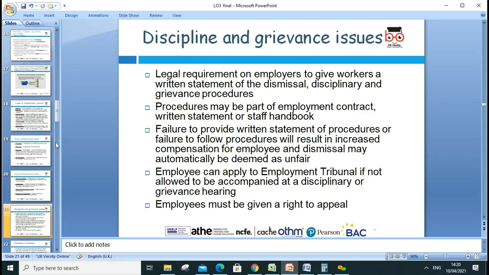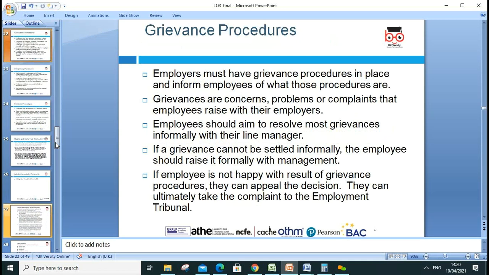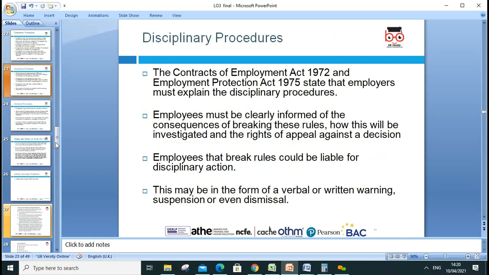Grievances and appeal. It's the employer's responsibility to give the employee a staff handbook. Yes, that should be provided. The grievance procedure should be written, and disciplinary procedures under the Contract of Employment Act 1972 and 75. Further, we have the Equality and Diversity Act 2010. So these are all UK legislation. Equality and Diversity Act 2010.